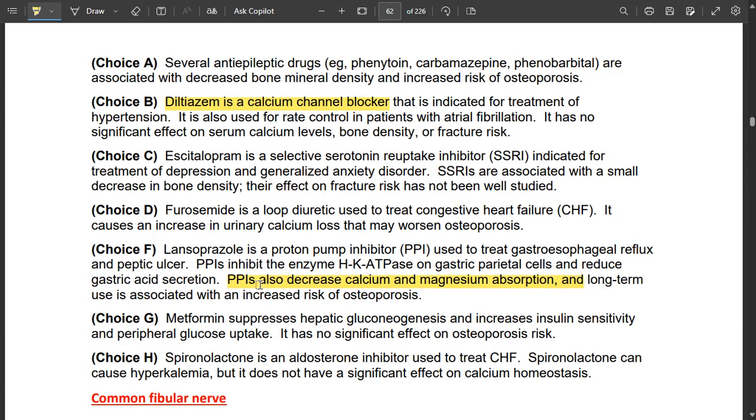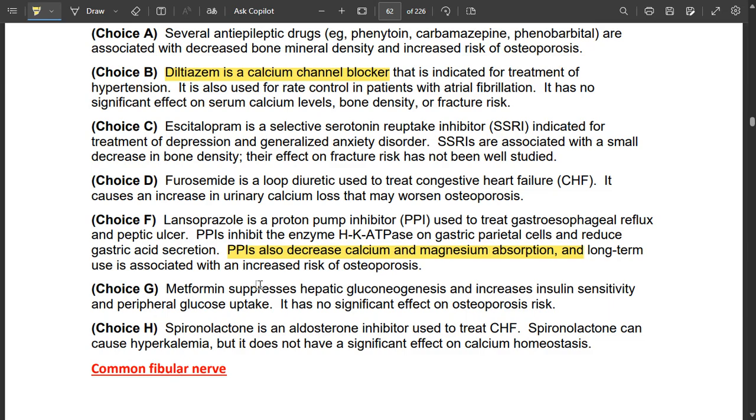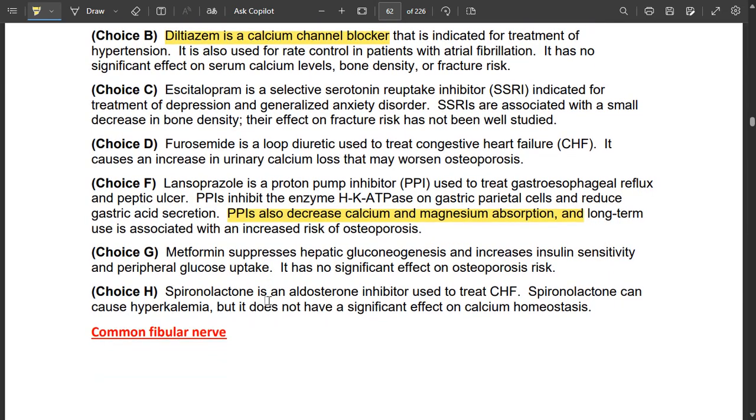Metformin suppresses hepatic gluconeogenesis and increases insulin sensitivity and peripheral glucose uptake. It has no effect on osteoporosis risk.